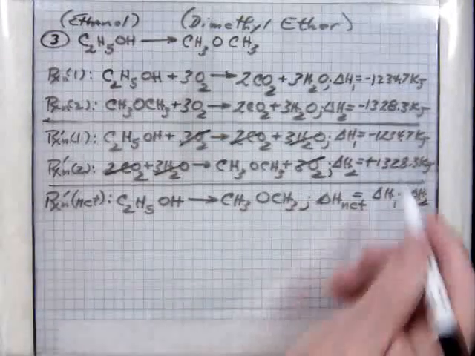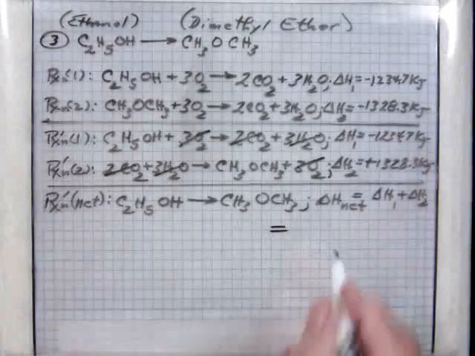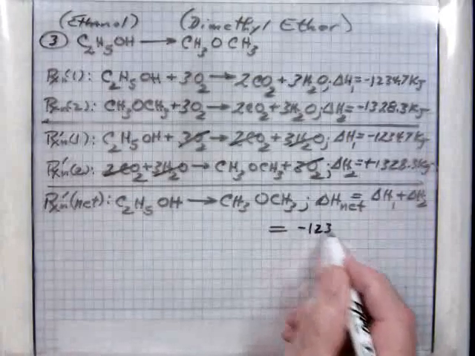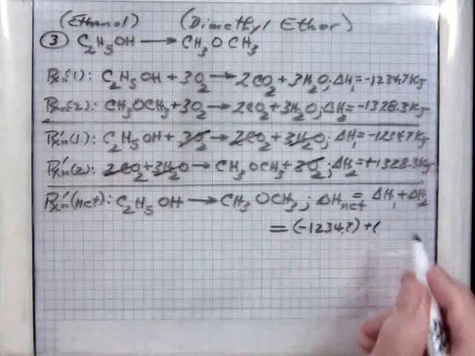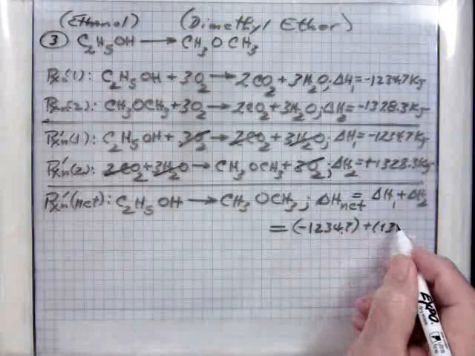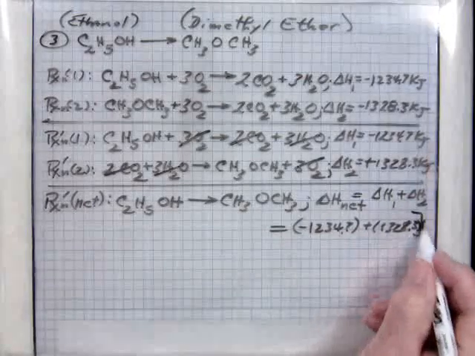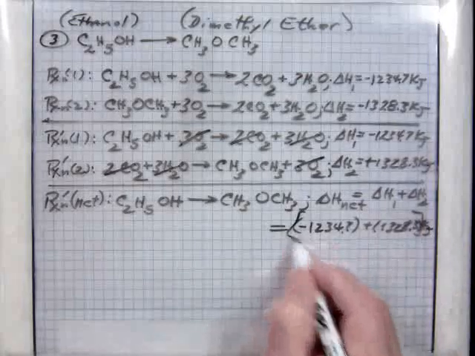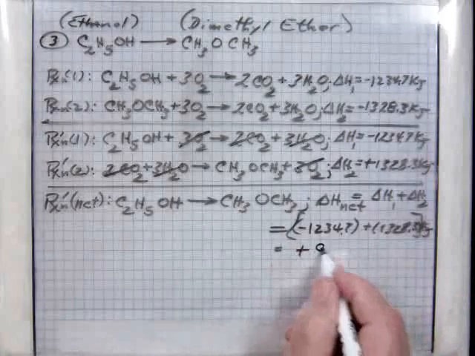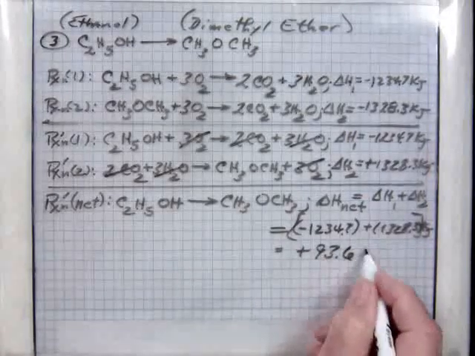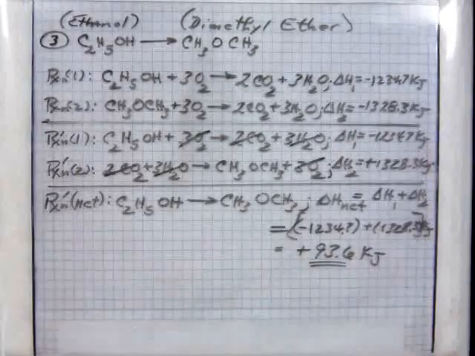Of course, that includes the reversed reaction. So then this is a minus 1234.7 plus 1328.3. It's all in kilojoules. And we see an endothermic reaction, 93.6 kilojoules for that reaction, like that.